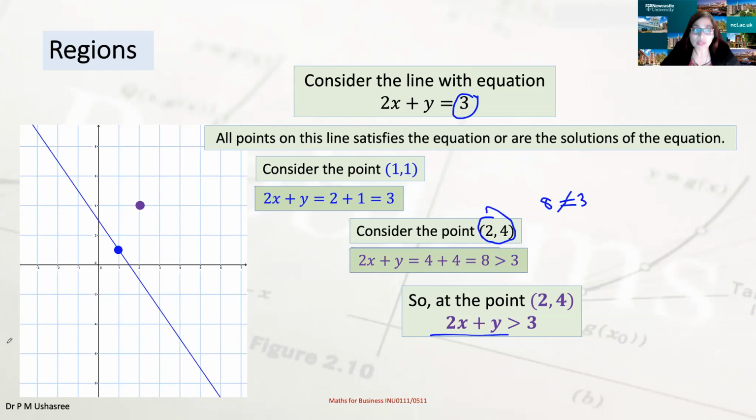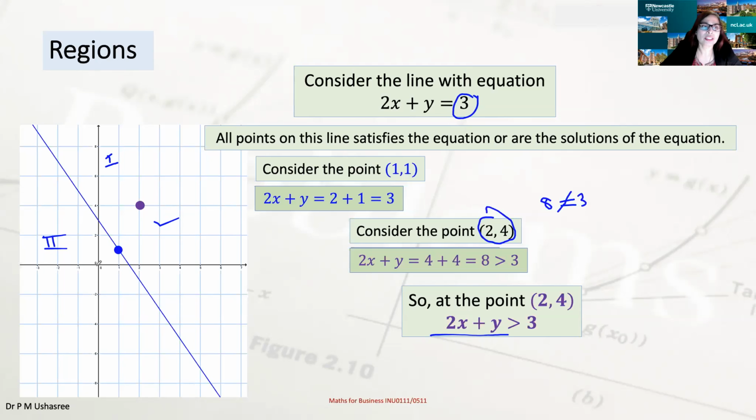Now let's take a point on this side of the line. So you have seen this region, because this line divides this graph into 2 regions. So region 1 and region 2. This line divides the graph into 2 regions. So region 1 is a region where 2x + y is greater than 3.